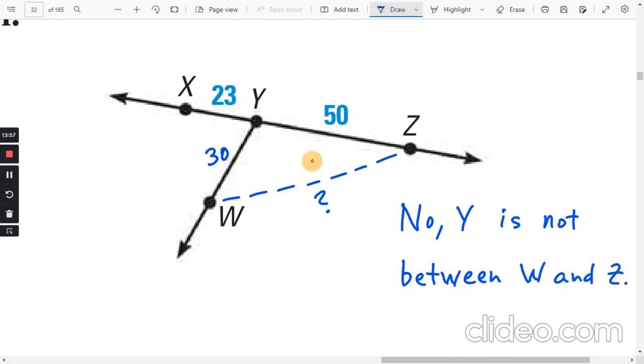Okay, if we had WY and YZ and Y was right here, then we can just add them. But since Y is not in between them, you can't do that. So the points are not collinear.